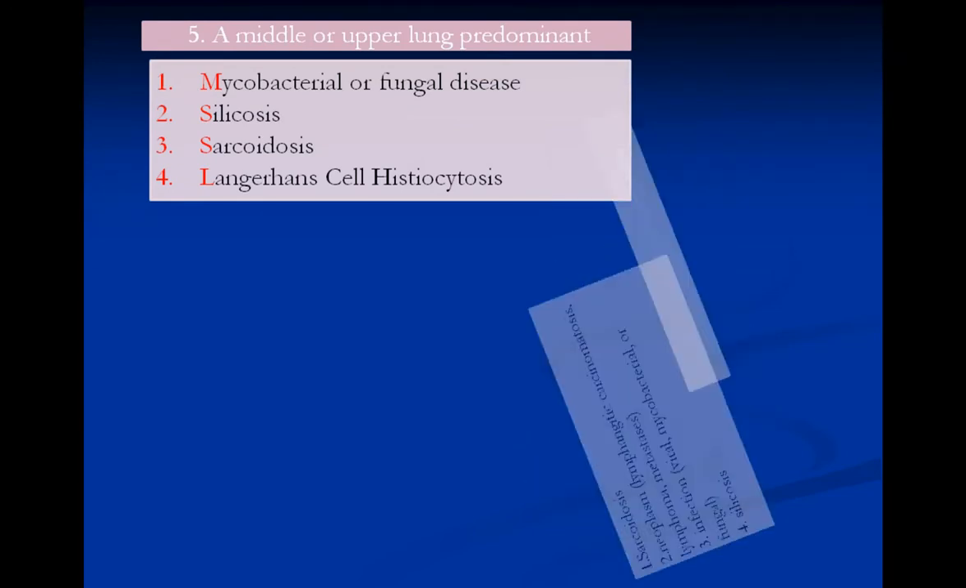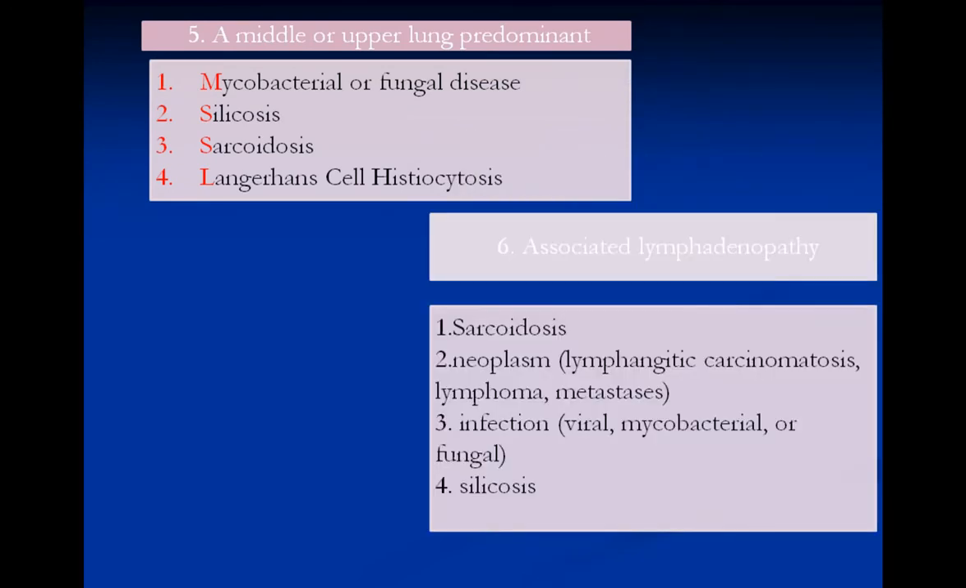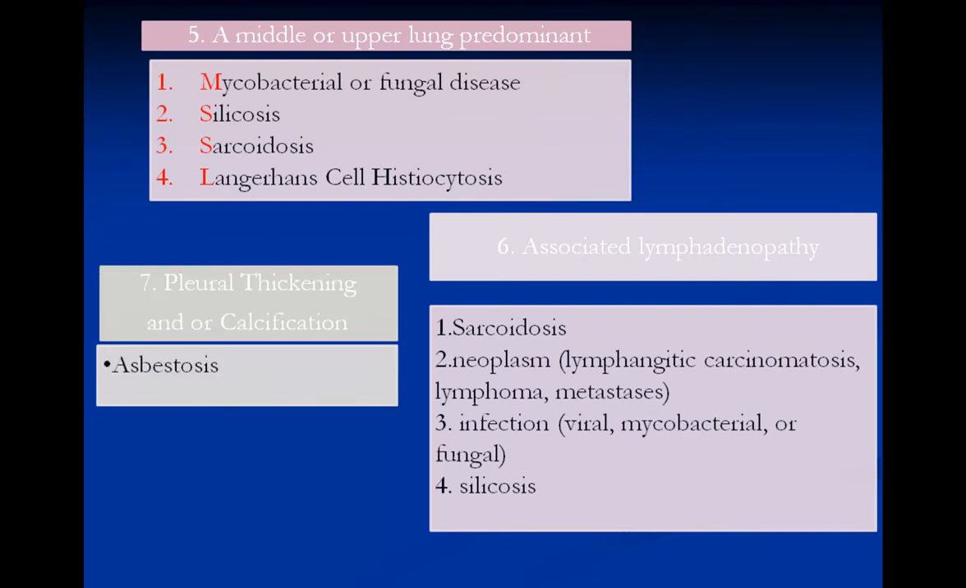If it is middle and upper lung predominant, we have to rule out mycobacterial or fungal disease, silicosis, sarcoidosis, LCH. If there is associated lymphadenopathy, we have to rule out sarcoidosis, neoplasms like lymphangitic carcinomatosis, lymphoma, metastasis, infections, viral, mycobacterial, fungal, silicosis. All this we have to rule out. With pleural thickening, pleural calcifications, or even lymph node calcifications, we have to rule out asbestosis.